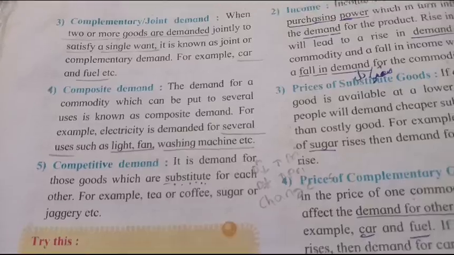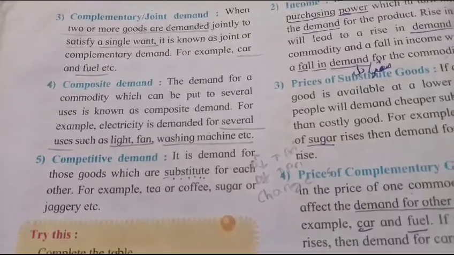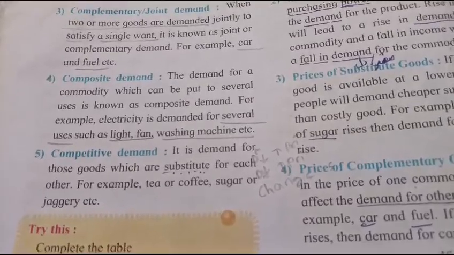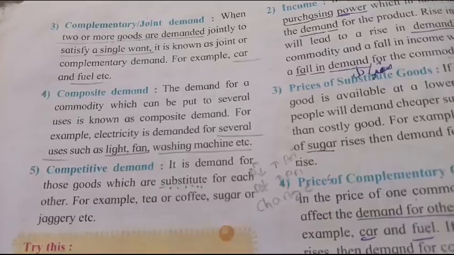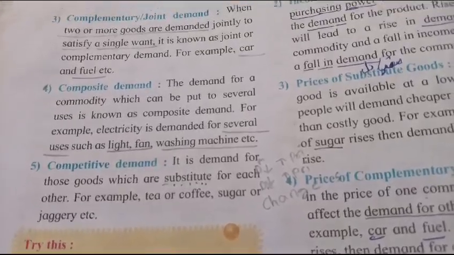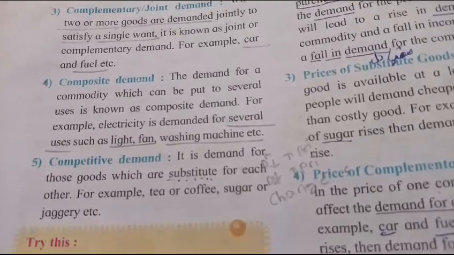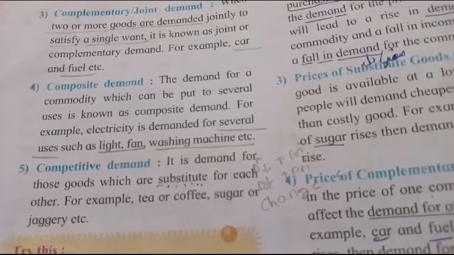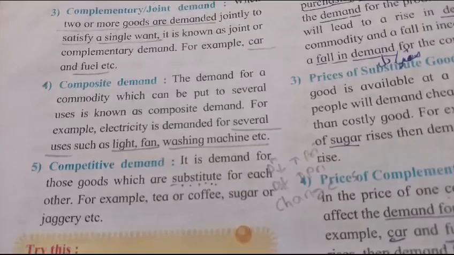Fourth, composite demand. The demand for a commodity which can be put to several uses is known as composite demand. For example, electricity is demanded for several uses such as light, fan, washing machine, etc. Fifth, competitive demand. It is demand for those goods which are substitutes for each other. For example, tea or coffee, sugar or jaggery, etc.